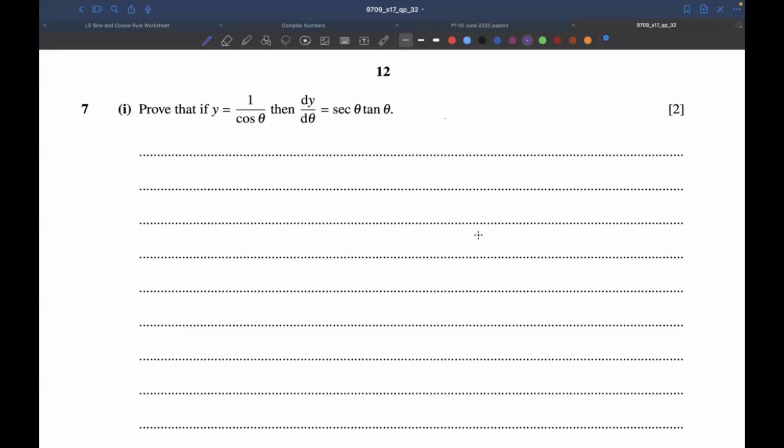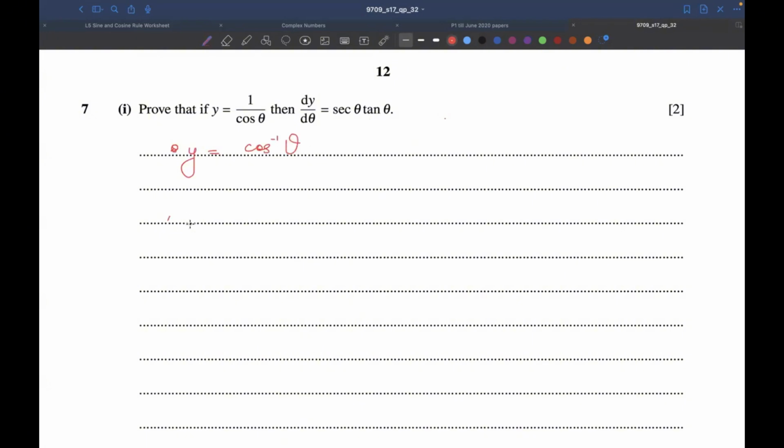In question 7, it says prove that if y is equal to 1 upon cos theta, then dy by d theta is equal to sec theta tan theta. Now, if y is 1 upon cos theta, we can write it as y is equal to cos theta to the power minus 1.